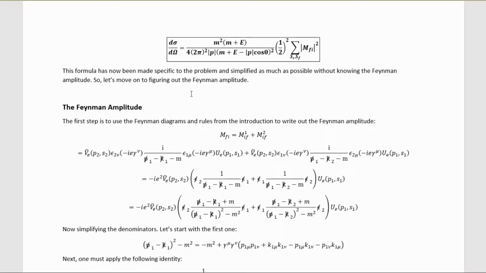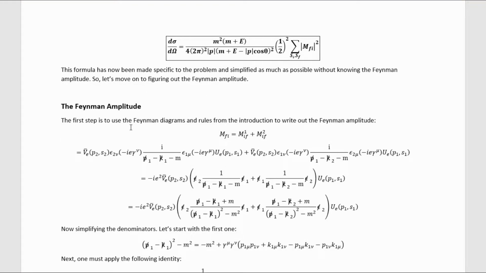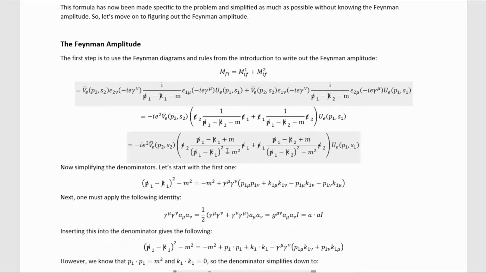So now let's move on to figuring out the Feynman amplitude. The first step is to use the Feynman diagrams and rules from the introduction to write out the Feynman amplitude. There were 2 Feynman diagrams, so we have 2 terms in the Feynman amplitude. Using the Feynman rules to write them out gives us this. Then we can multiply the numerator and denominator of this fraction by the same thing, such that we get a difference of squares in the denominator to get this, and then we can perform the same process on this fraction.